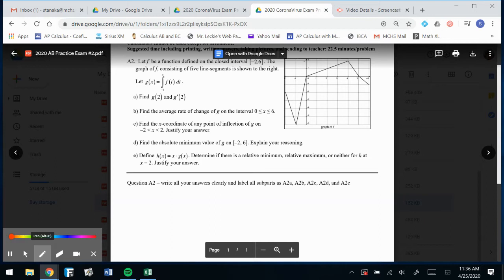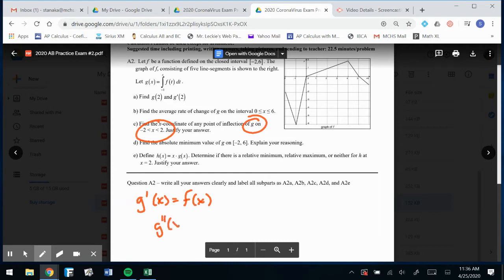Okay, the next one asks for a point of inflection of G from -2 to 2. Okay, well, point of inflection for G would be the second derivative of G. Well, the first derivative of G would just be that. The second derivative of G would be f prime. So remember, we're going to do a sign analysis because they're asking me for a point of inflection. So sign analysis would be, what are the critical points?